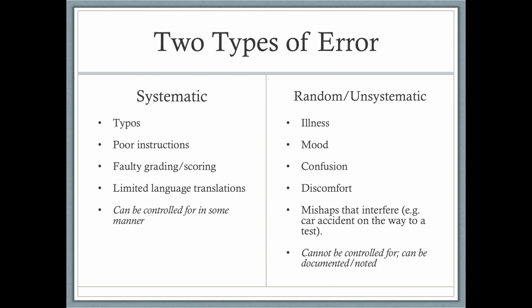I can discard it, right? I can get rid of it. I can give everybody credit for it. I can control for it, right? I can control for all these things. Random error, I cannot control for.